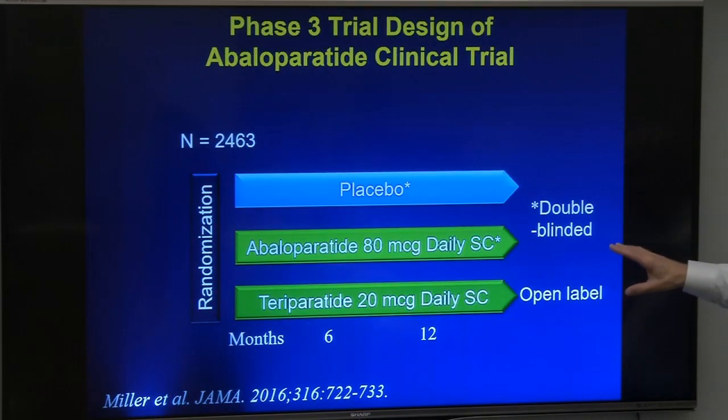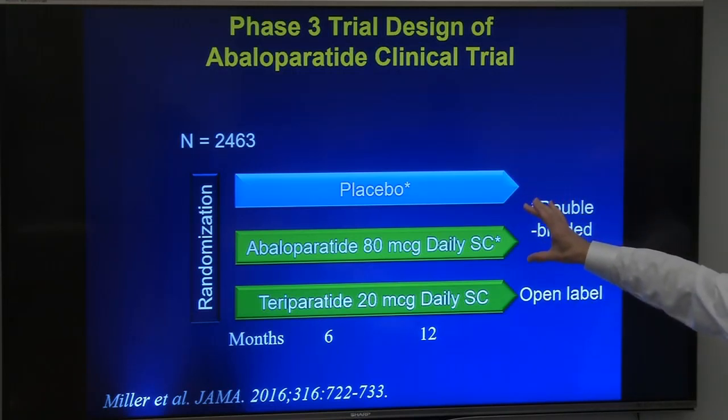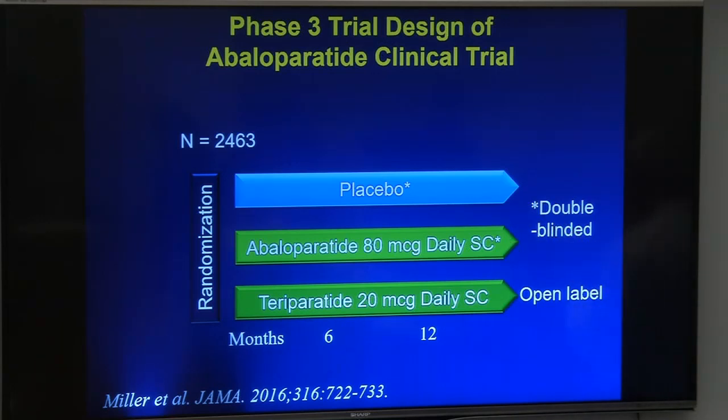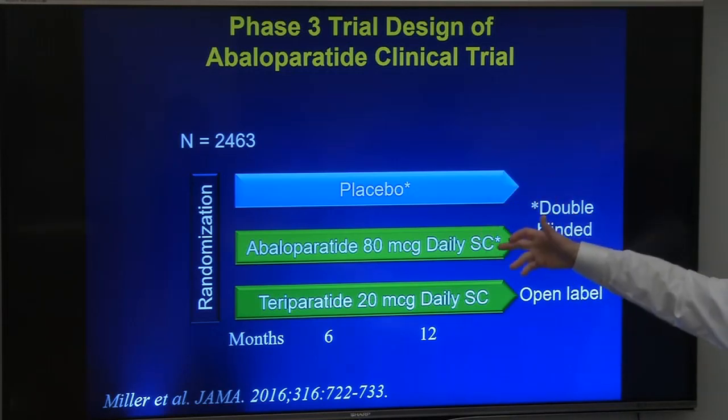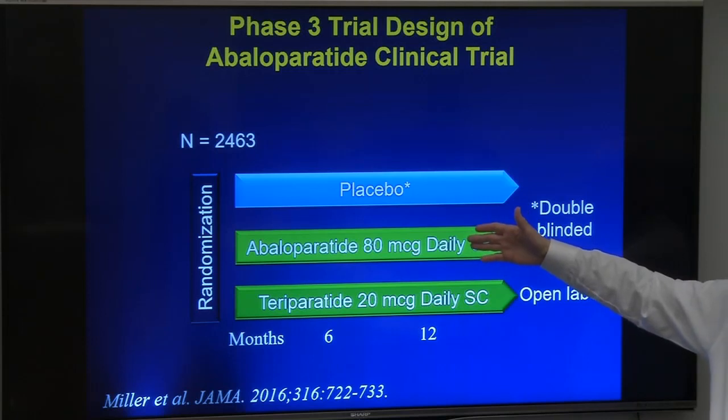The design is shown here. 18 months, double-blinded, was placebo versus abaloparatide at 80 micrograms versus open-label teriparatide at 20 micrograms. Why was teriparatide open-label? Because there was no way of masking the cartridge that we use for teriparatide, so it was logistically not possible. They could blind this because their cartridge was abaloparatide, and they put in vehicle instead of the drug. So this was blinded, but this was open label.